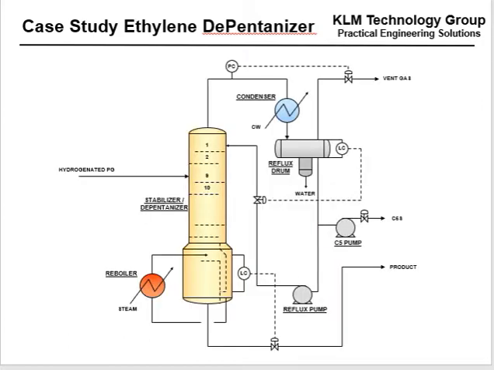So it was hydrogenated pie gas. We came in, overhead condenser, overhead receiver, reflux pump, reboiler, bottoms to storage.